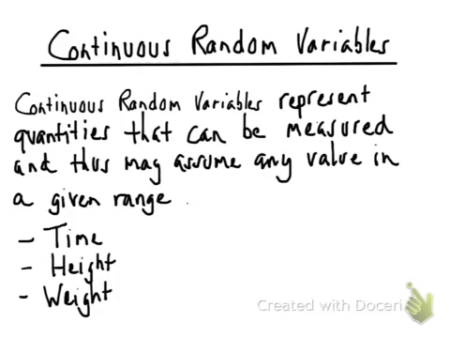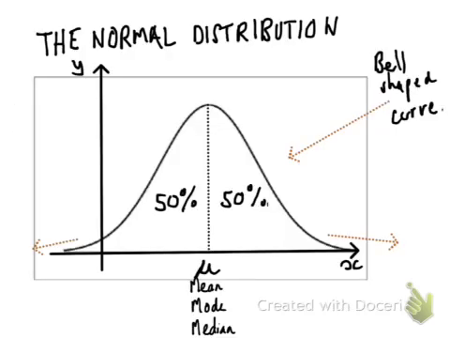And what sort of things have a range of values? Time, 10.947 seconds. Okay, sometimes we do say 10 seconds, 11 seconds, etc. But theoretically, if we're measuring something like time or height or weight, the three I've mentioned there, they can assume any value within a given range. They're not discrete values. So that's discrete random variables.